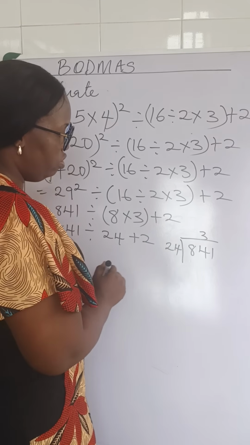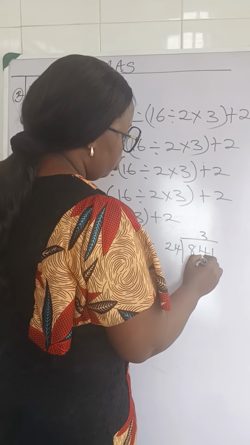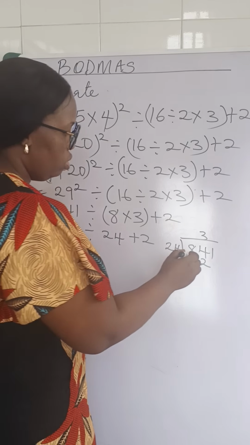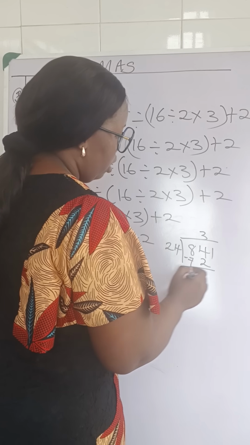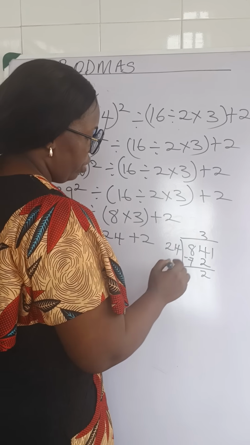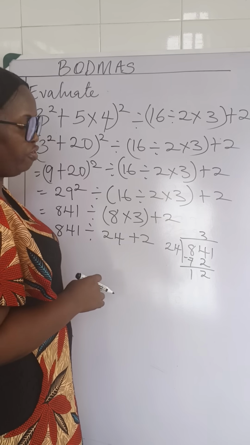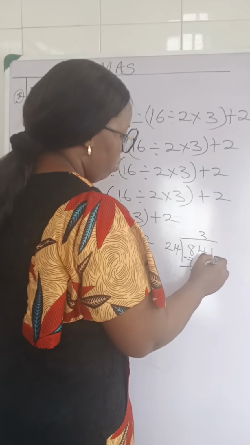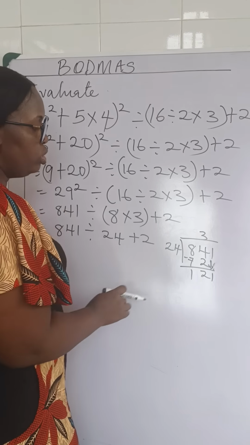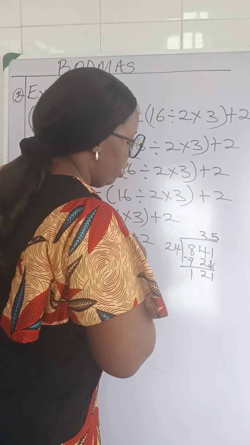3 multiply 24. We have 3 times 4 is what? 12. You write your 2 and carry 1. 3 times 2 is 6 plus the 1 is 7. So we take away. 4 take away 2 is 2. 8 take away 7 is 1. 24 going into 12. 12 is smaller, so we bring down our 1 here. 24 going into 121. Let's try 5.